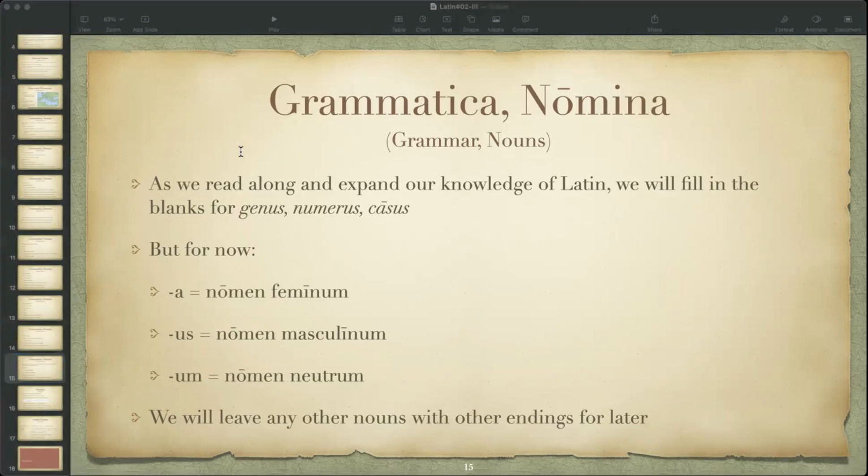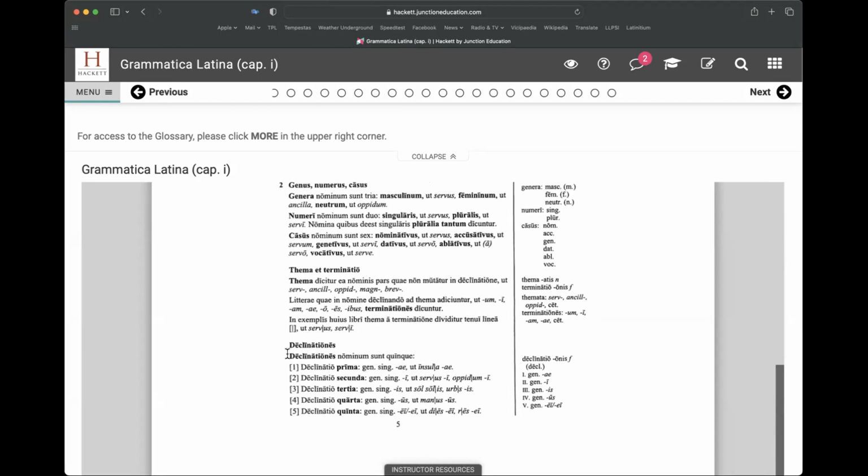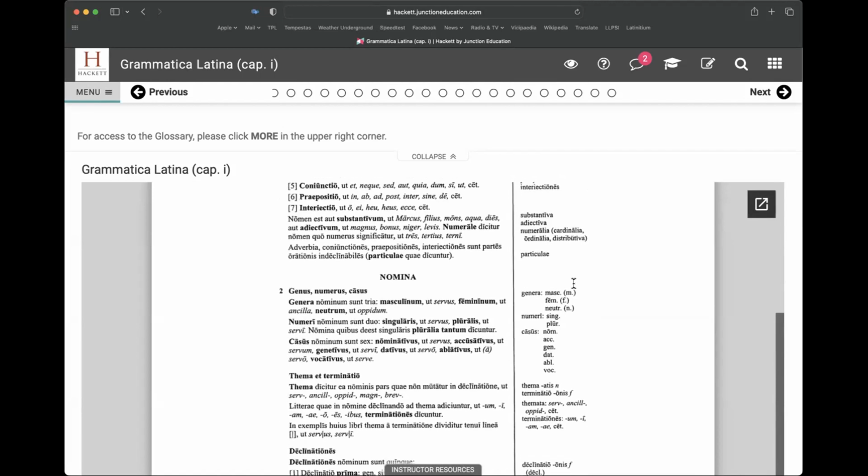Yeah, because, by the way, if you have a burning desire, let me switch to there, Grammatica. Yeah, see, they're going to start talking about these things called declinationes, declensions. And they're going to call the feminine, these are the masculine. There's also the third, the fourth, and the fifth. And we will start learning some of those endings, but let's not do that just yet.